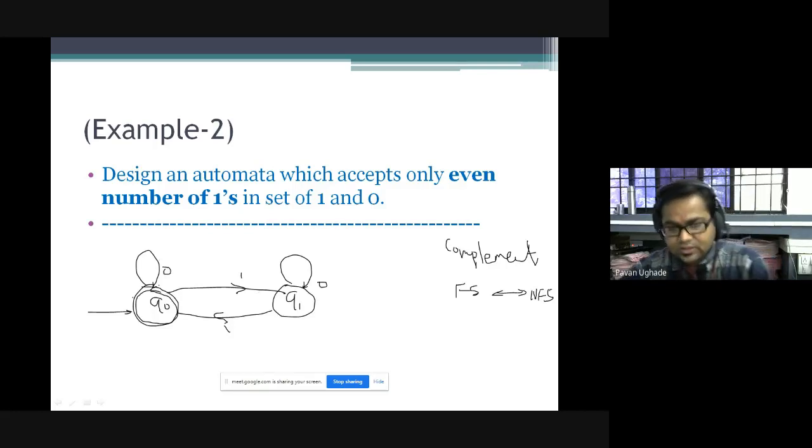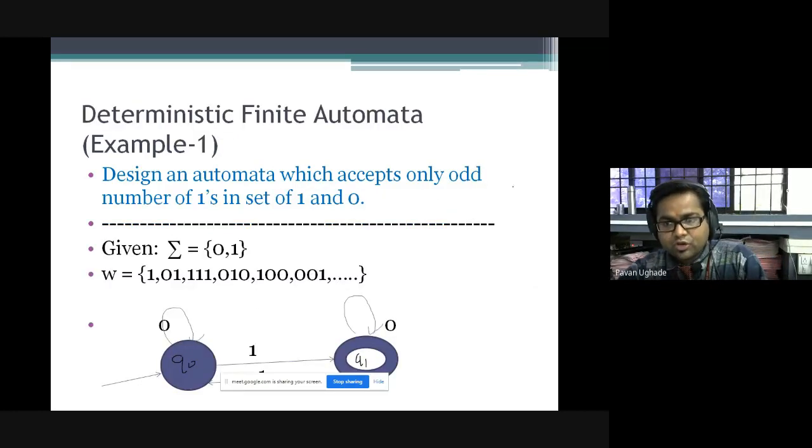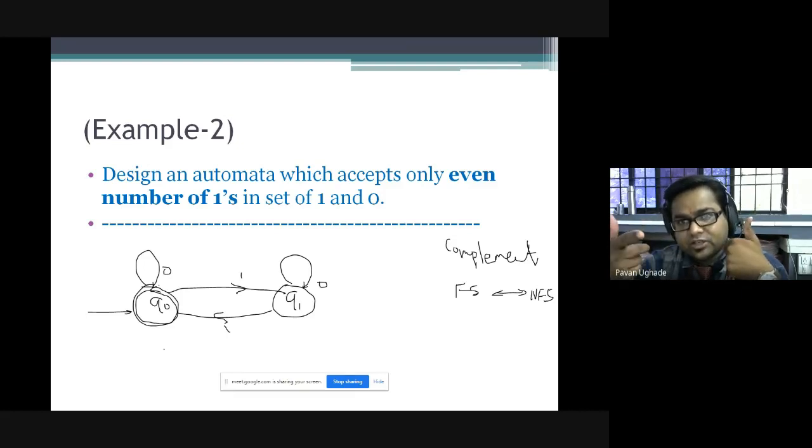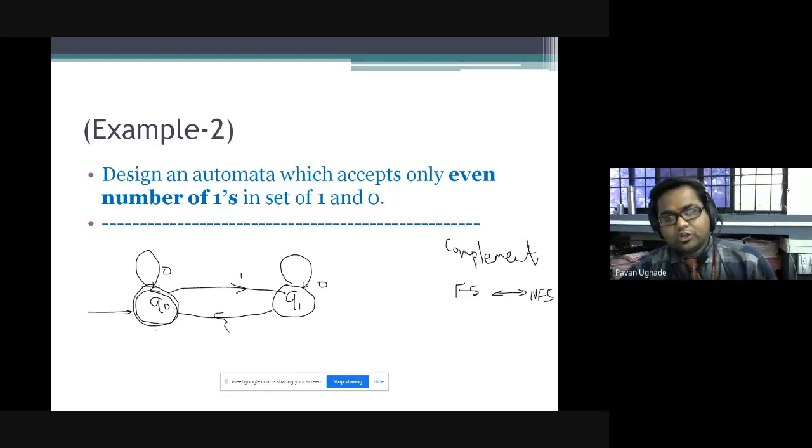Now this was accepting only an odd number of ones. This is not accepting an odd number of ones, in the sense that it is going to accept only an even number of ones. Please try to understand the meaning, or the way of explaining things, right? Not even number means odd number, not odd number means even number. It is going to accept even numbers. Okay, so this is how you have represented the automata.